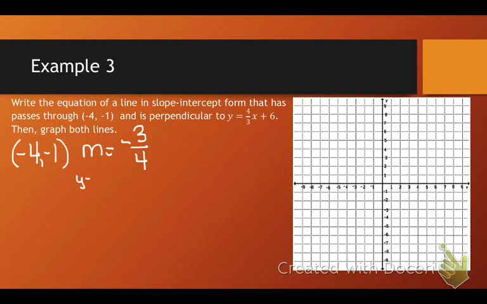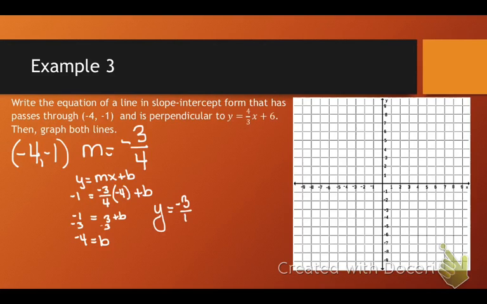So I begin with y equals mx plus b, and I plug in what's given. -3/4 for my slope, x is -4, I don't know b, and y is -1. So, do the math, I get +3 plus b equals -1, subtract 3 from each side, and I get -4 equals b. Therefore, the equation of the line is y equals -3/4 x minus 4.